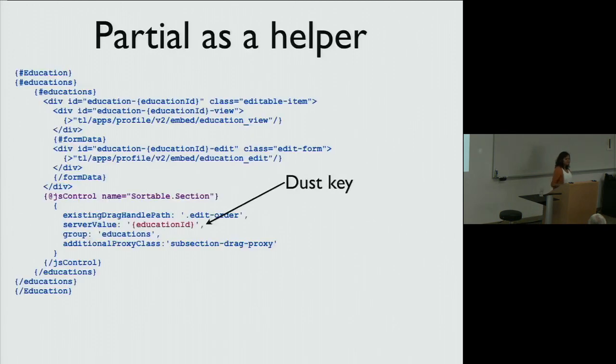Yeah. So if you have just a Dust template TL file, and then on the client in JavaScript you do a render, what happens? Does it actually make an AJAX call to go get that TL file? Or do you have to somehow embed that template into your HTML?